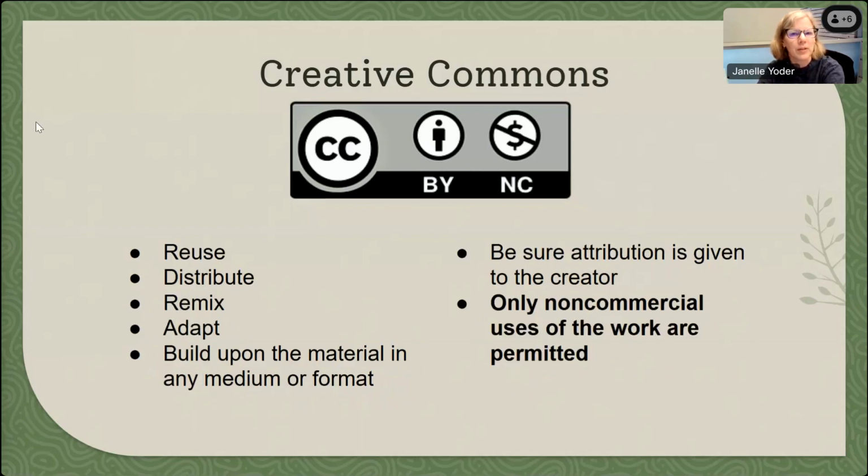And then this is where some people think one or the other of these is more restrictive, but non-commercial means you can use it for any of these things, for reusing, distributing, remixing, adapting, but you cannot use it for commercial uses. So here in the community colleges, that's not usually an issue for us. Still need to make sure you're giving attribution to the creator, but can't make money from it.